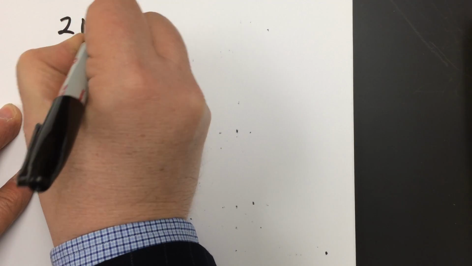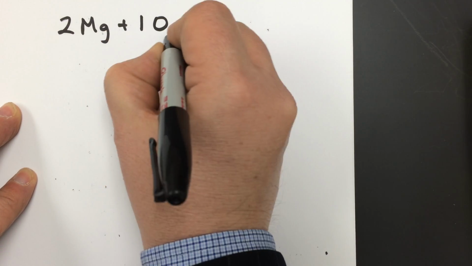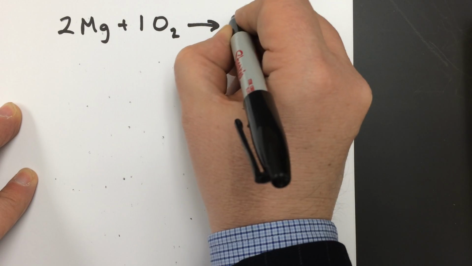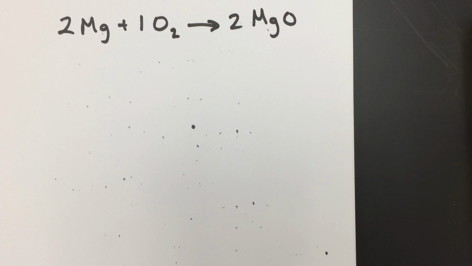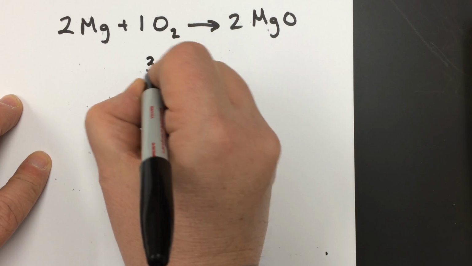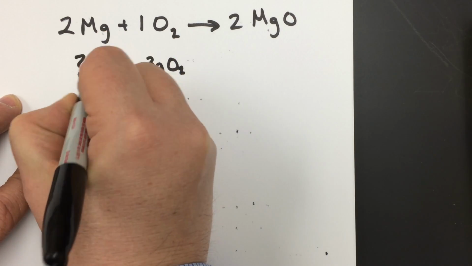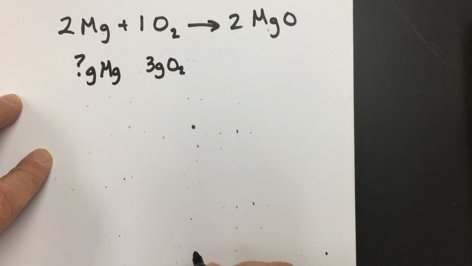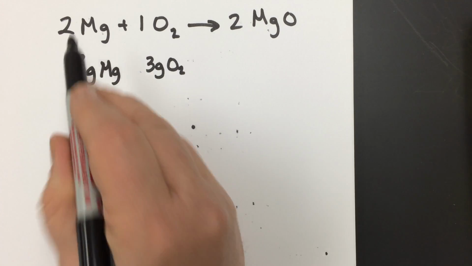We have 2 Mg plus, I'll put 1, but you don't need it, O2 yields 2 MgO. Okay, we'll start there again. What if I give you, instead of moles, I give you grams? Okay, so let's start over here this time. Let's say you have 3 grams of O2. How many grams of magnesium are you going to need? If you're given 3 grams, how many grams of this?